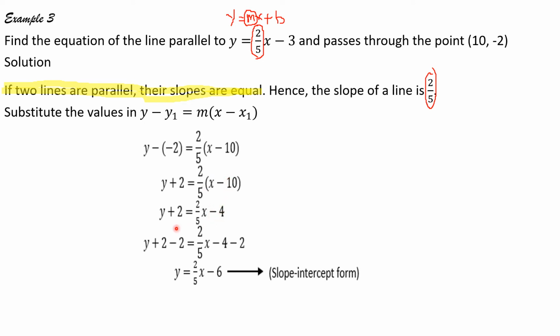And then making this into its slope-intercept form, dapat sa left side, y na lang ang mabilin. So, we subtract both sides of the equation by 2. So, we have now y equals 2/5 x minus 6. So, kung ginapakita in slope-intercept form, this is our final answer.